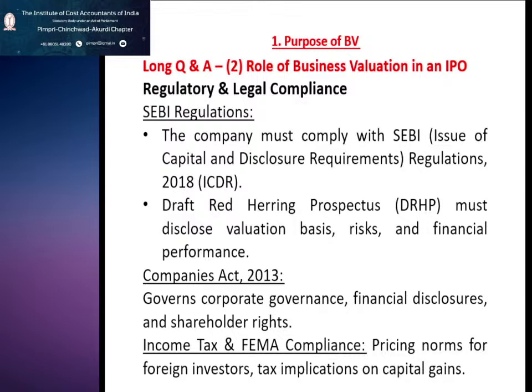Draft red herring prospectus, DRHP must disclose valuation basis. So what we are studying is the role of business valuation in an IPO, and hence therefore ICDR is very critical. Draft red herring prospectus must disclose valuation basis, risk and financial performance also. Companies Act 2013 governs corporate governance, financial disclosure and shareholders' rights. Income tax and FEMA compliances mandates pricing norms for foreign investors, tax implications on capital gains.